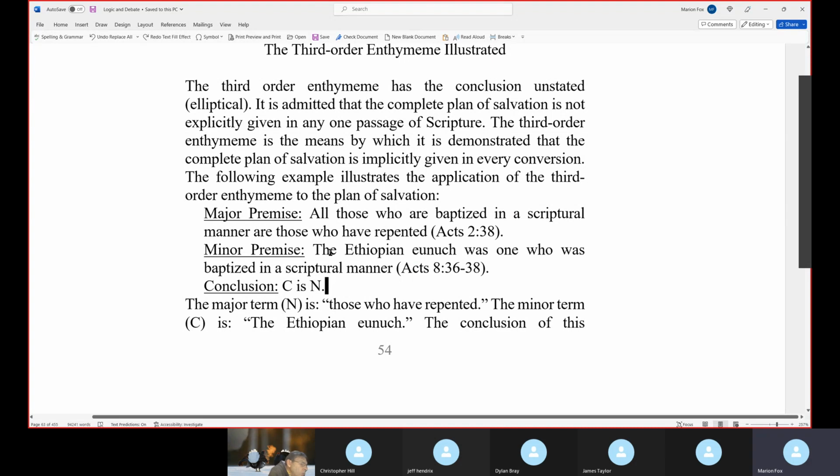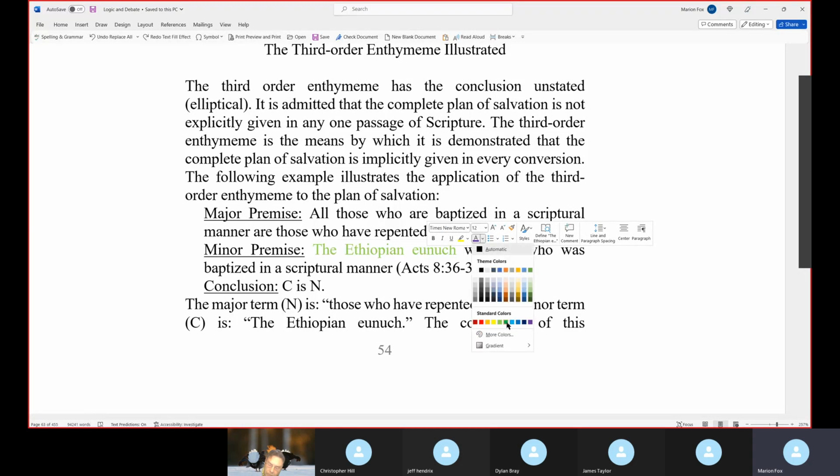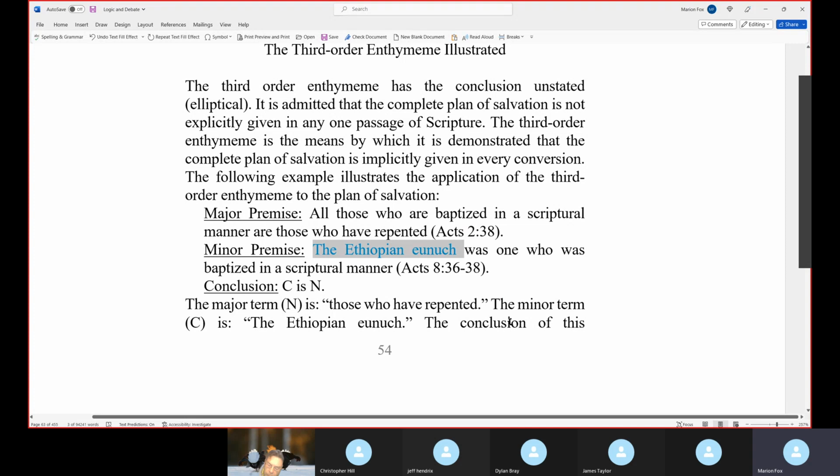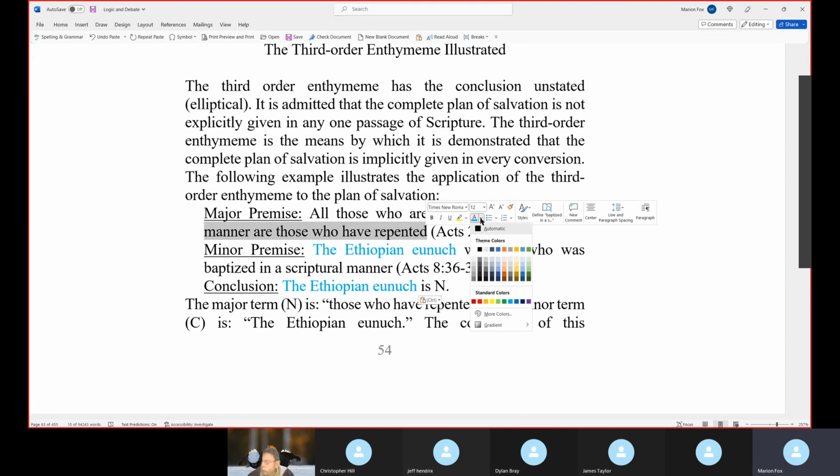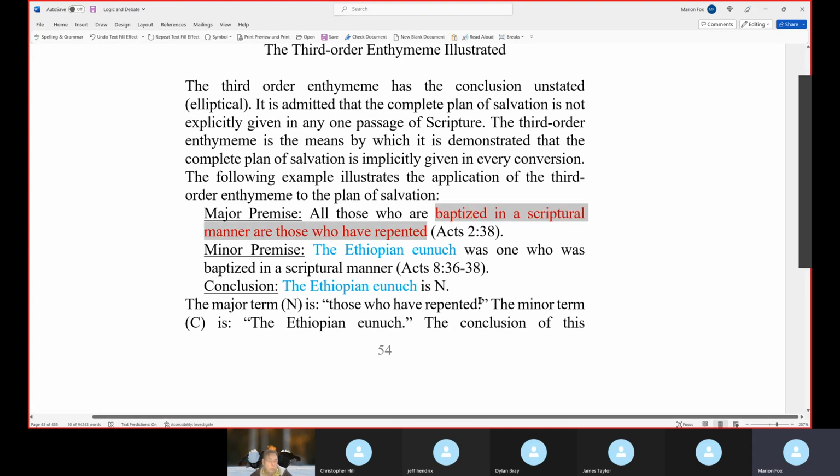minor premise. So now then, let's get our minor term, and I'm going to make it blue. I haven't been consistent all the way through my colors, but at least you can see I've tried to. And here, that will be C. That's your minor term. It's the subject of the conclusion. All right. Now, my major term is right here, all those who have repented. So I'm going to make this one red. I'm going to bring it down here.